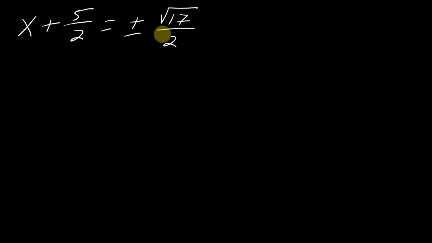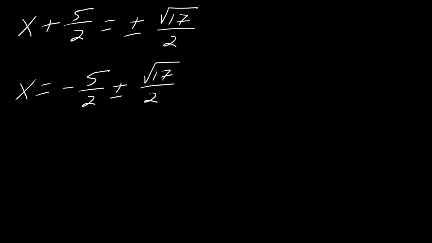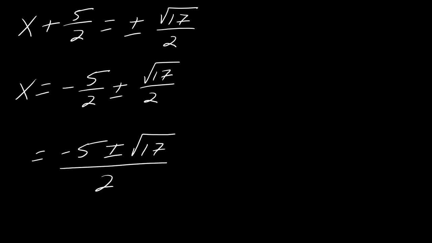Okay, so now if I take that square root of 4, this becomes square root of 17 over 2, and then I can finish solving this. So this just becomes x equals negative 5 over 2 plus or minus the square root of 17 over 2. Or you could write all of that over the same denominator, so it could also be negative 5 plus or minus the square root of 17, all of that over 2. Doesn't really matter to me which way you want to do it.